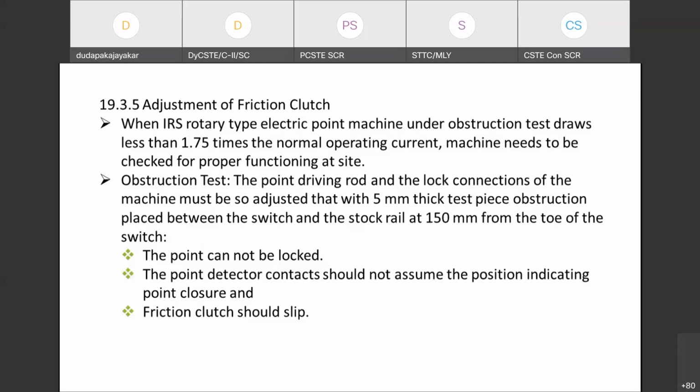And regarding the obstruction test, with 5 mm we will test the point. With the obstruction of 5 mm, the point should not get locked, the detector contact should be in broken condition, and the friction clutch should also slip.